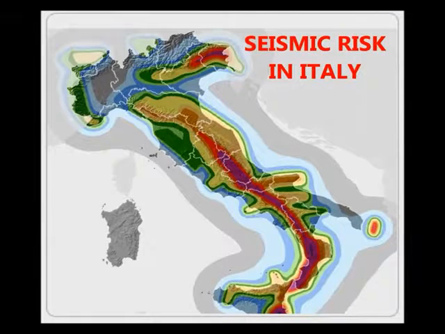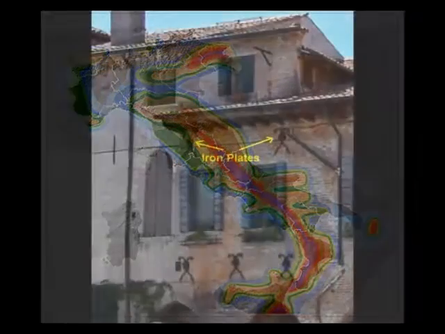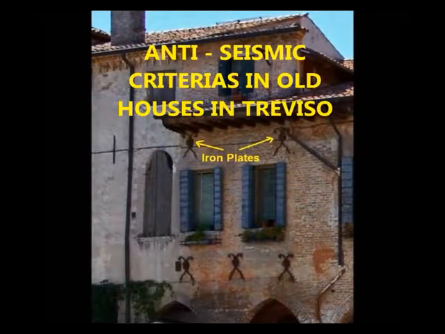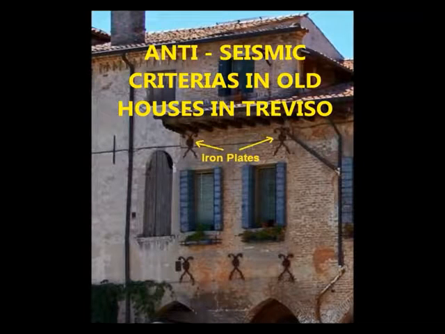The main problem lies in the fact that we have forgotten that Italy has a high seismic risk. In Japan, both public buildings and private ones are built according to anti-seismic criteria.